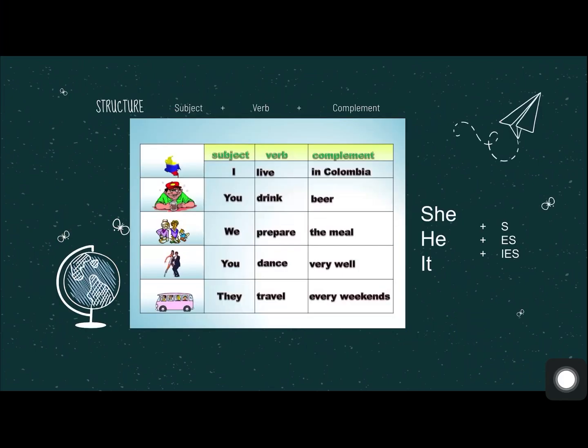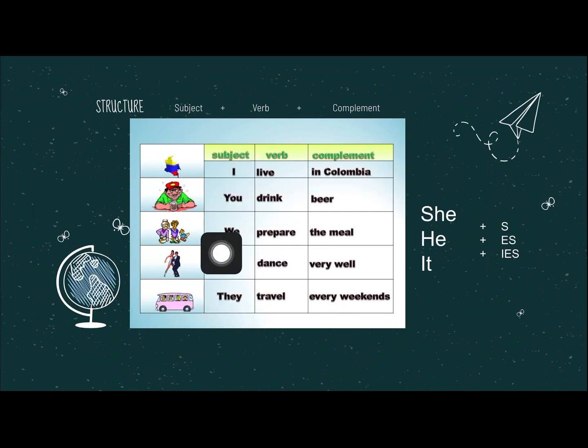Okay? Good. So, remember that we have a specific structure to follow in our sentences. We have the subject, we need the verb, and we need a complement. And what is a complement? The complement is the group of words that completes our sentences, our ideas. For example: I live in Colombia. You drink beer. We prepare the meal. You dance very well. Or they travel every weekend.